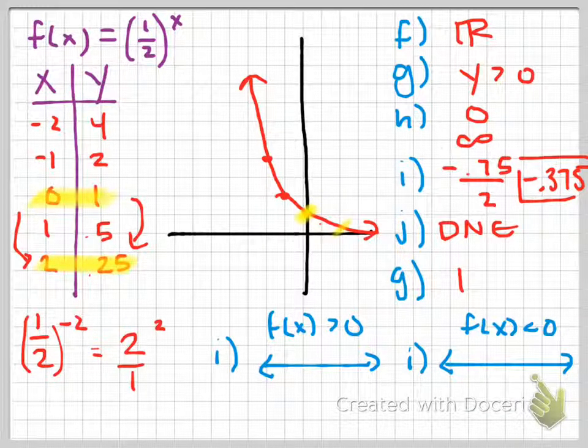Letter I says where my y value is greater than 0. That happens the whole time. Notice if you look in your t-chart, your y values are all positive. The second letter I, which is a typo, where it says f of x is less than 0, well, if you notice, your y values are all positive, so there are no negative y values. So this again would be DNE.